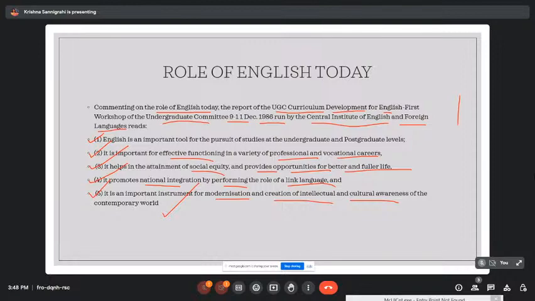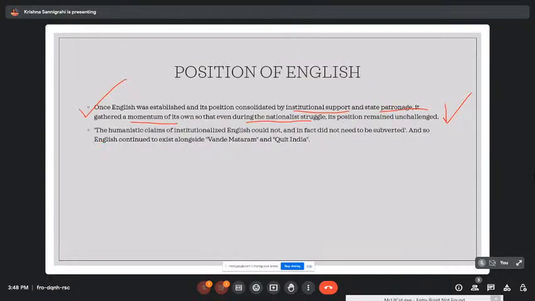1986, stated. So once English was established and position consolidated by institutional support and state patronage, it gathered a momentum of its own, so that even during the nationalist struggle, its position remained unchallenged. So though it was questioned, though it was highlighted that it is not our own language, yet in order to bridge the gap between a country wherein people from different corners were speaking different languages, there was a kind of surge of use of English in the post-independent period, that is the fourth phase.